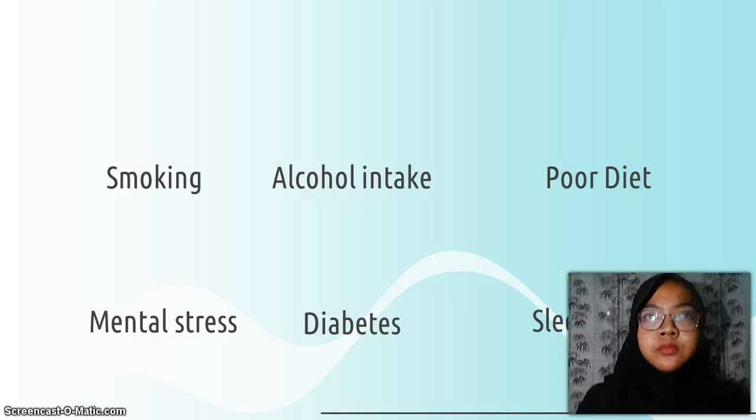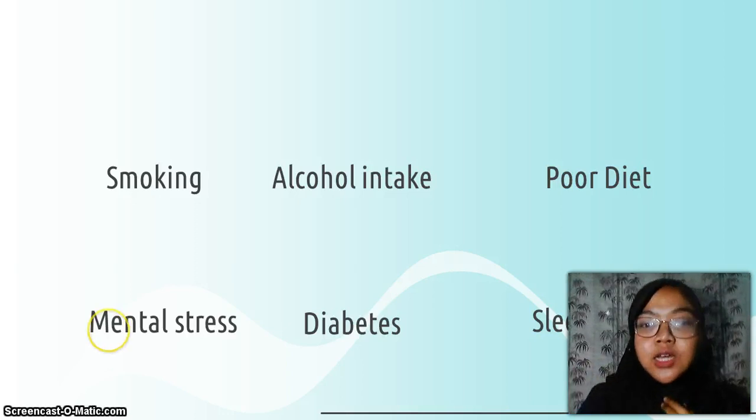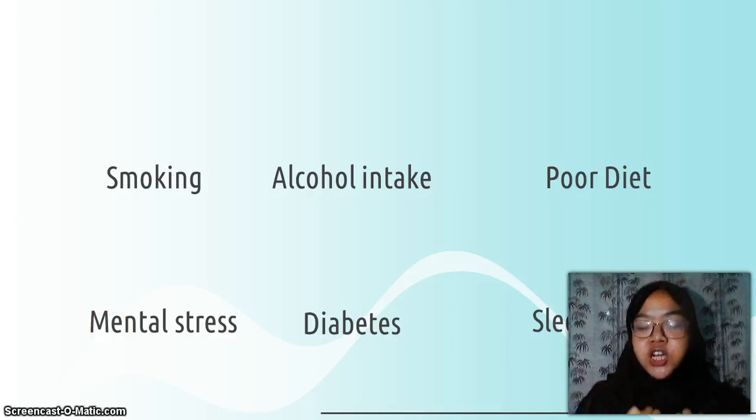And then mental stress. Why? Stress can have a severe impact on blood pressure, especially when it is chronic. It can occur as a result of both socioeconomic and psychosocial factors. And then diabetes. People with diabetes have a higher risk of developing hypertension.